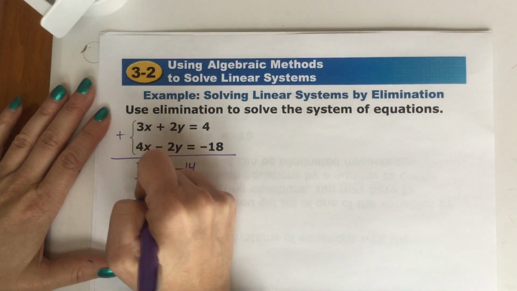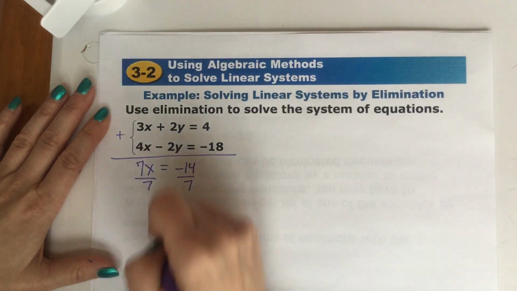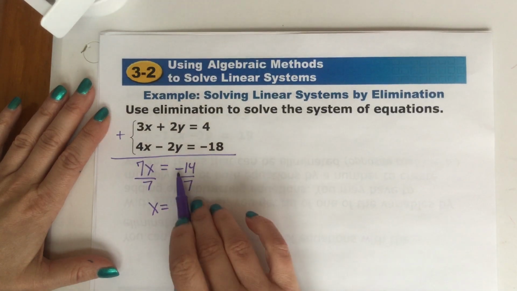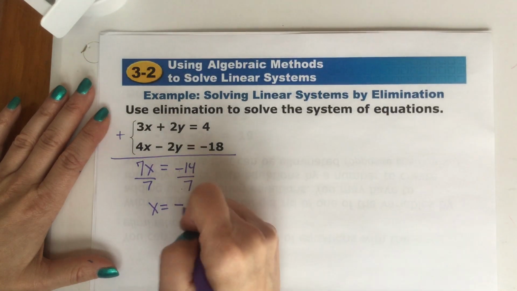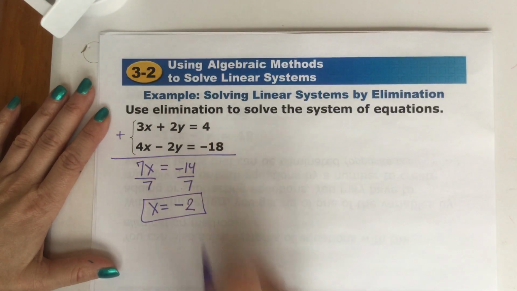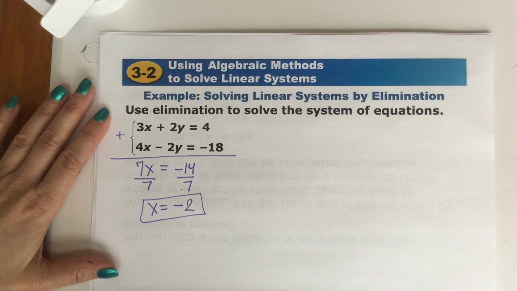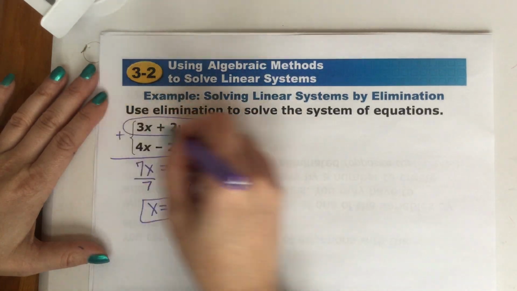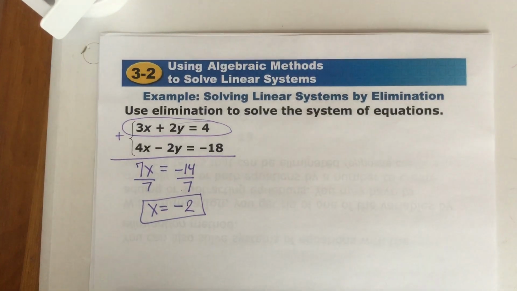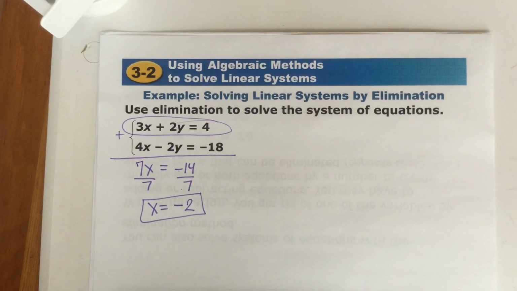To solve for x, I can go ahead and divide by 7. X equals negative divided by a positive is a negative. 14 divided by 7 is 2. So x is a negative 2. Now to solve for y, you go back to one of the original equations. It does not matter which one you select. You will get the same answer regardless, as long as you make all of your calculations correct.